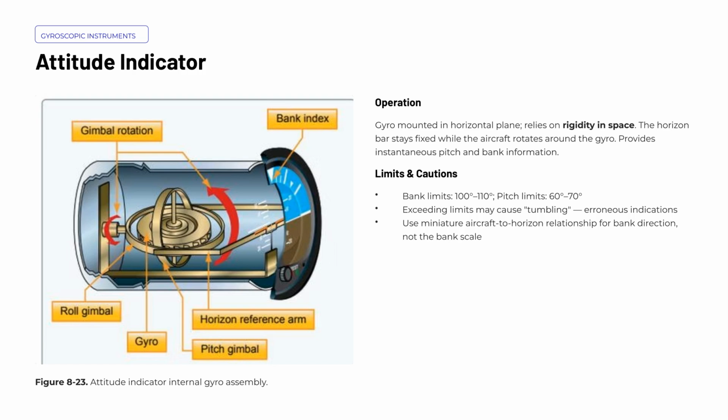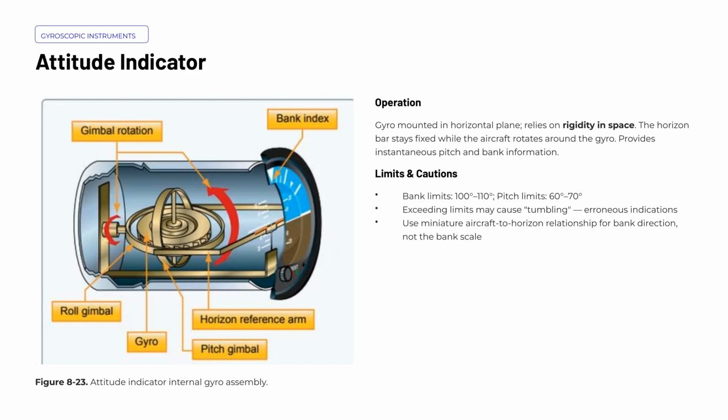When reading the instrument, always focus on the relationship between the miniature aircraft symbol and the horizon bar. Do not rely solely on the bank angle scale for determining the direction of bank. The miniature aircraft-to-horizon relationship gives you the clearest and most accurate picture of what the aircraft is actually doing.